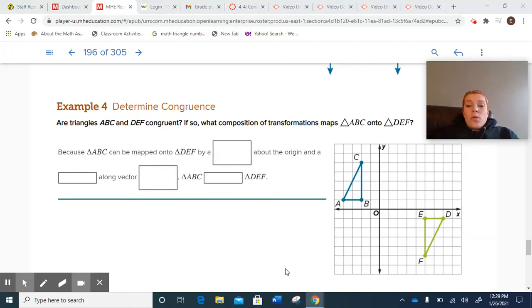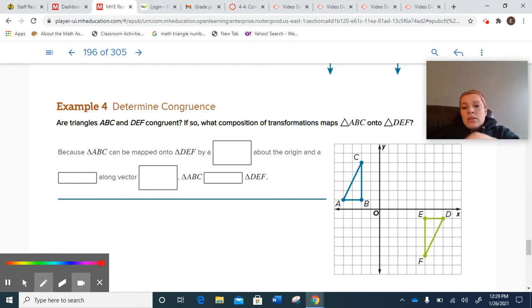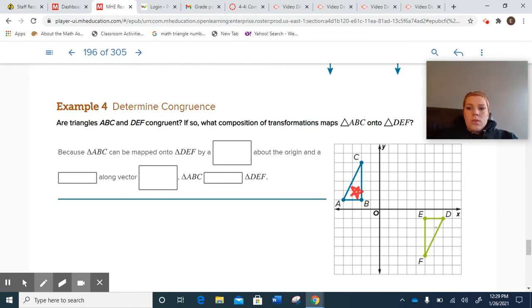All right, in example 4 in 4.4, we are looking at a transformation that's already happened, two transformations that have already happened, and we have to describe what made the pre-image go to the image. In other words, my starting point is the ABC. This is my starting point, and this is my ending point. Okay. So what I'm going to do first is figure out how did we get here?